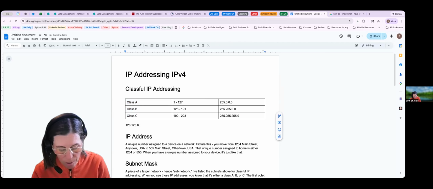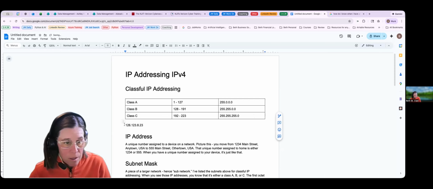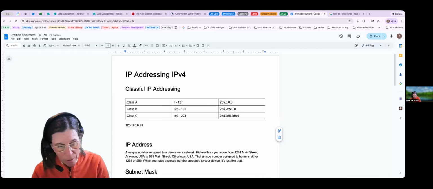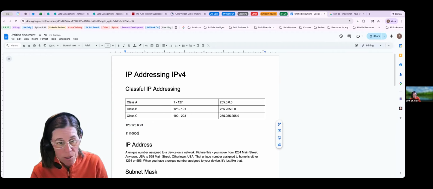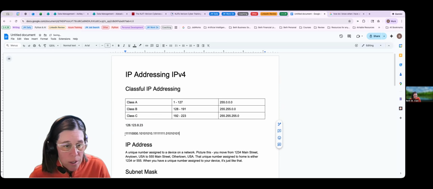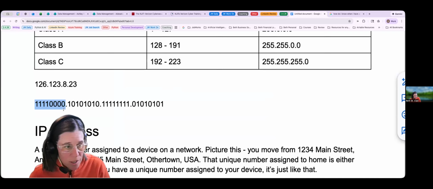Fourth octet is 23. These are called octets because if you actually look at the binary side of things, you're dealing with ones and zeros. This is not the correct binary conversion for these, but it would look something like this: 11110000 dot 10101010 dot 11111111 dot 01010101. So you can see there are 8 numbers in here.